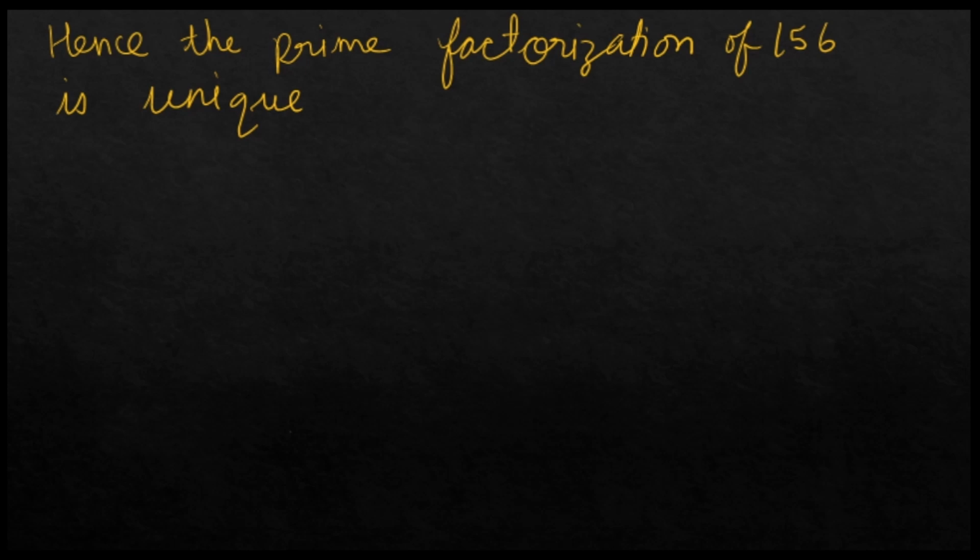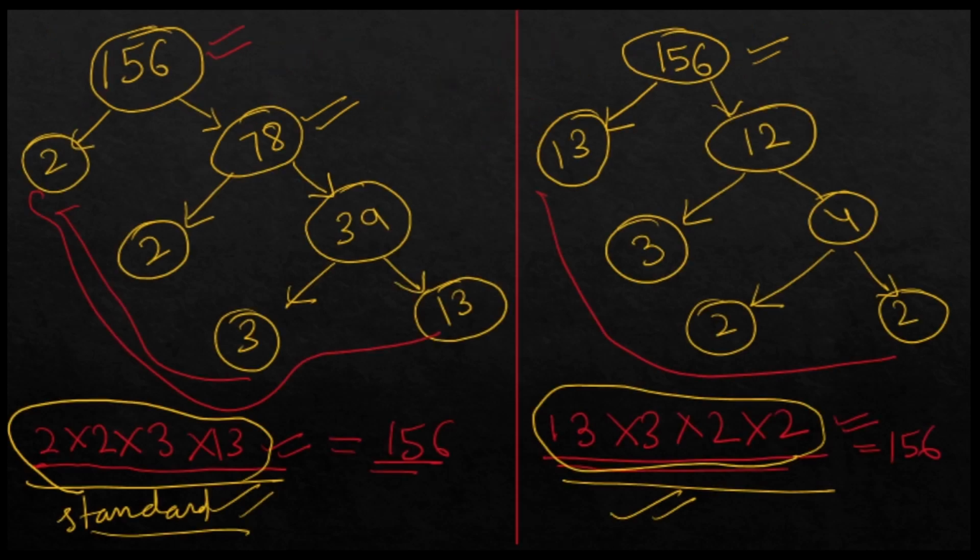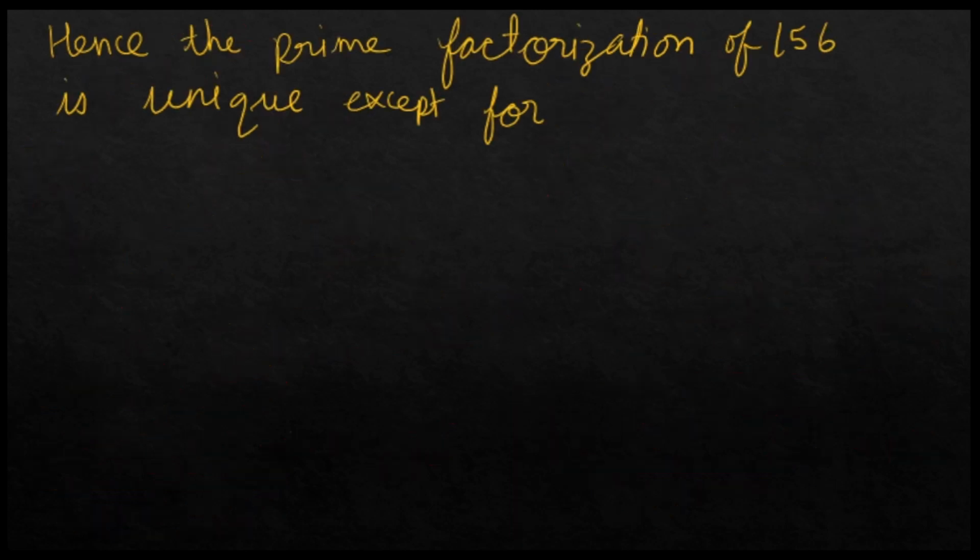except for the order. Because you see, the order keeps changing here in this example and in this example, and we can do it in other ways also, as we can divide it by 3 first. We can change it on our own, but the factors, prime factors, will remain the same: 13, 3, 2, 2, except for the order in which the primes occur.